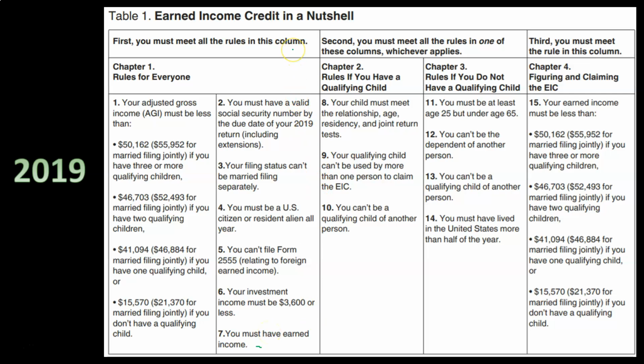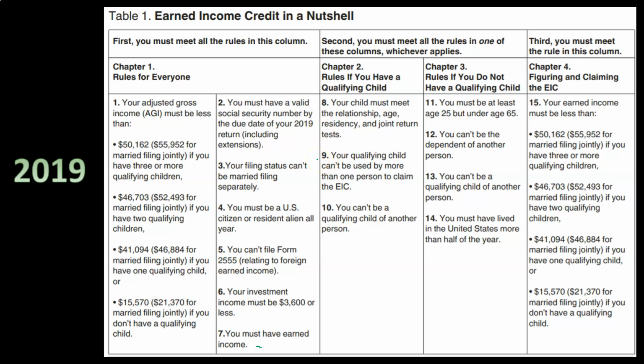Okay, then second, you must meet all the rules in one of these columns, whichever applies. So now we're looking at whichever rule applies. Chapter 2, rules if you have a qualifying child. 3, rules if you do not have a qualifying child. And then 4 is going to be figuring and claiming your earned income credit. So 2, rules if you have a qualifying child. Your child must meet the relationship, age, residency, and joint return tests.